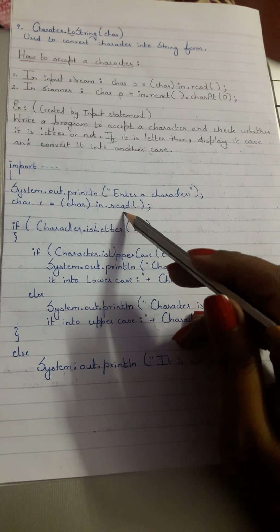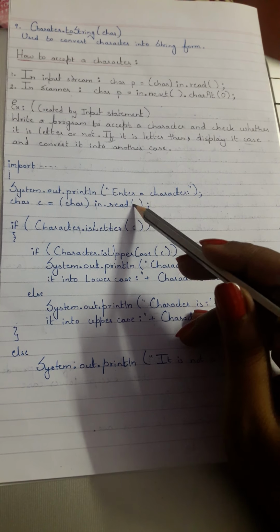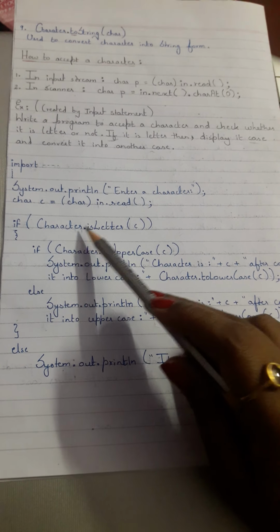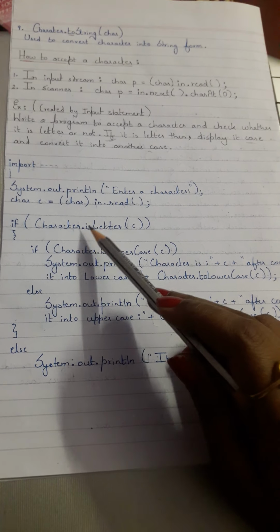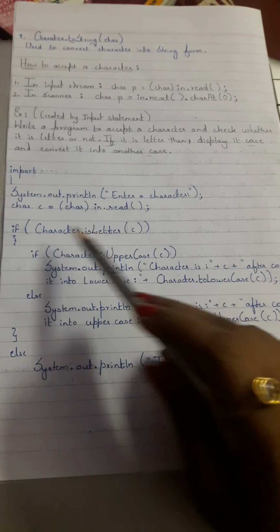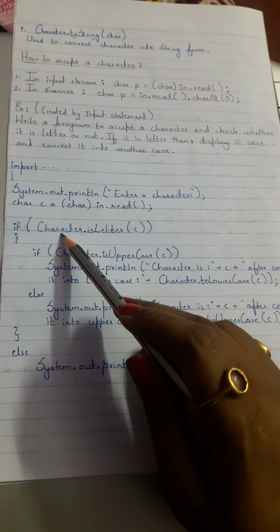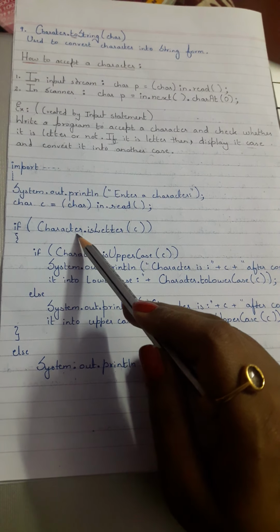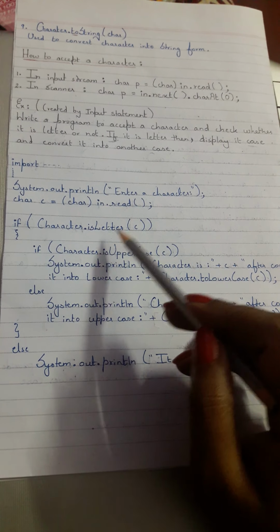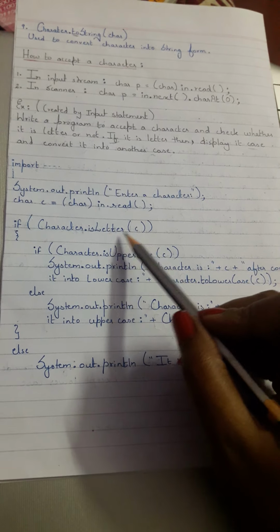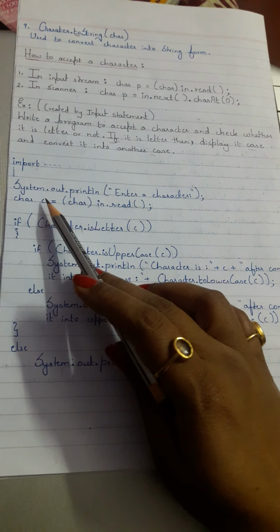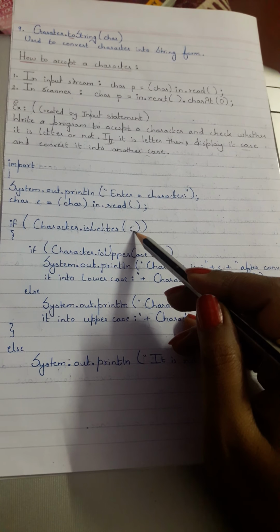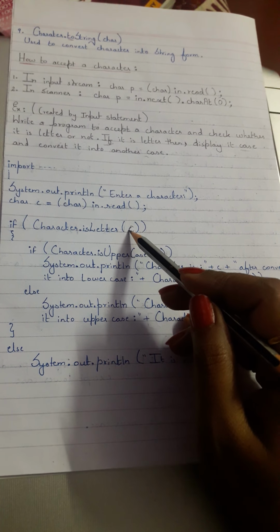I am accepting one character here by using input stream. You can accept a character by using scanner also. See, isLetter is the function which provides a boolean value, and the if runs when it gets a true value. If the character is a letter, I'm writing c here, as a character variable, it represents c.